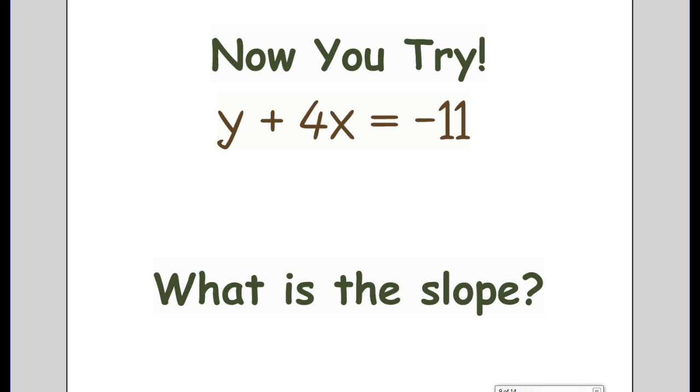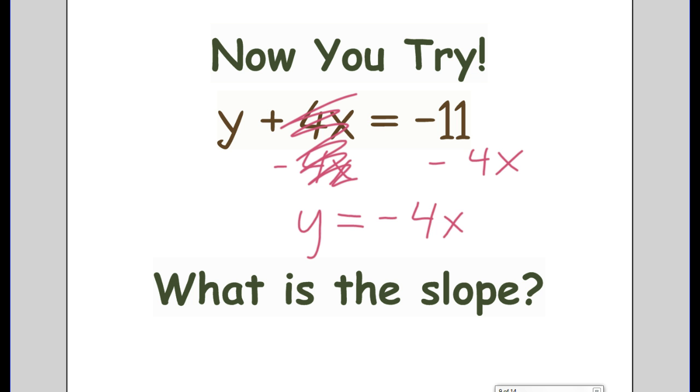Paige, what's the opposite of plus 4x? Minus 4x. So the first thing you should have done is minus 4x. These are now gone. Goodbye. On the left, we have y equals, and on the right we have -4x minus 11. When I ask for slope, I'm asking for what number is in front of x.